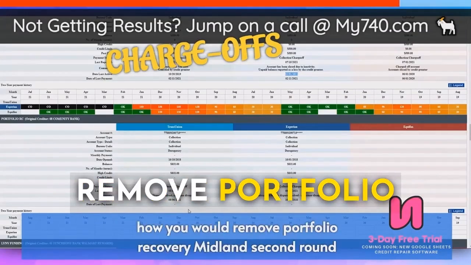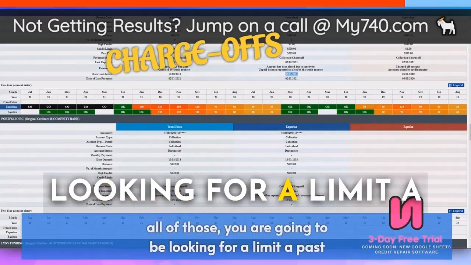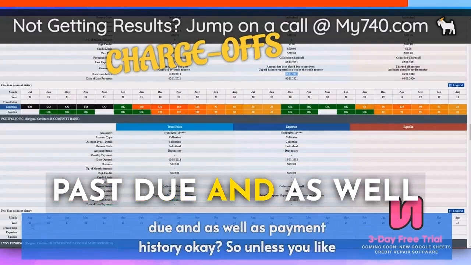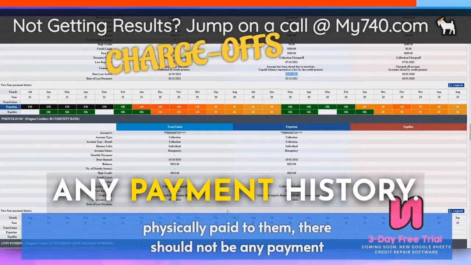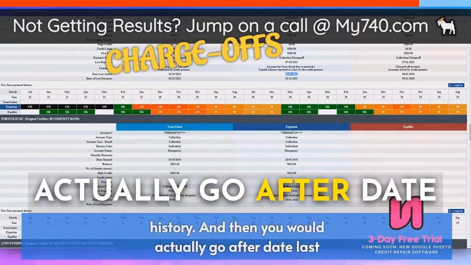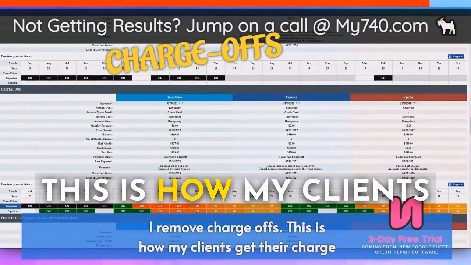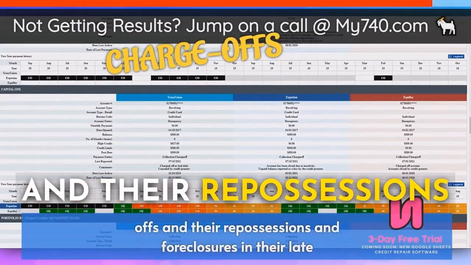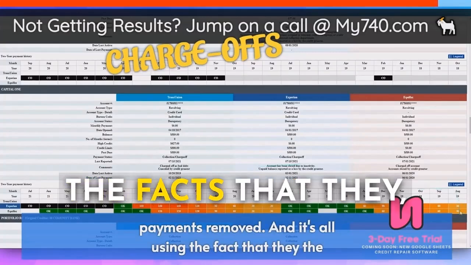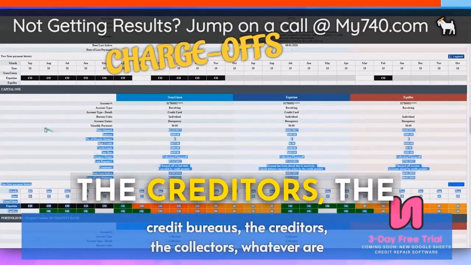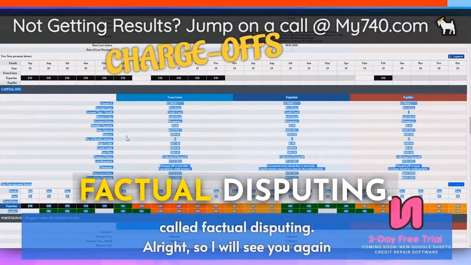Just so you know how you would remove Portfolio Recovery, Midland, second round, all of those, you are going to be looking for a limit, a past due, and payment history. Unless you physically paid them, there should not be any payment history. And then you would actually go after date last active and then go down the hierarchy. This is how I remove charge-offs. This is how my clients get their charge-offs and their repossessions and their foreclosures and their late payments removed. And it's all using the facts that they, the credit bureaus, the creditors, the collectors, whatever, are reporting directly on their credit report. That is called factual disputing.